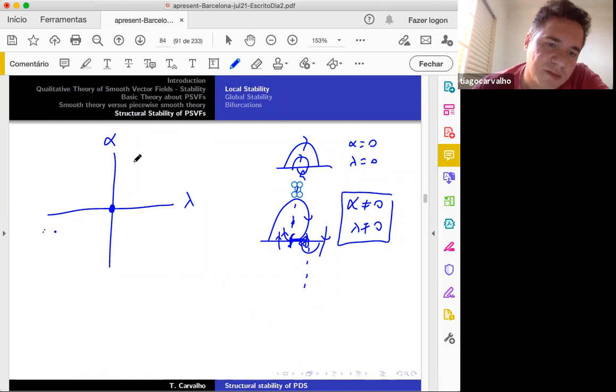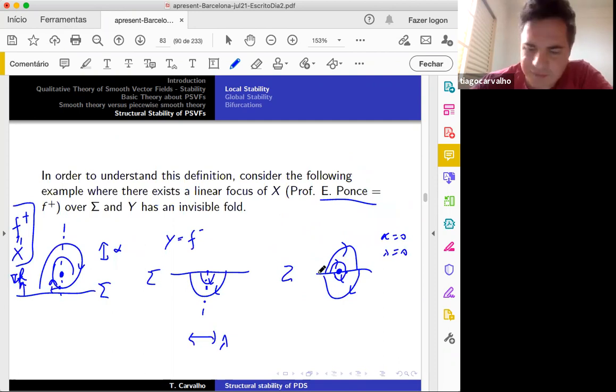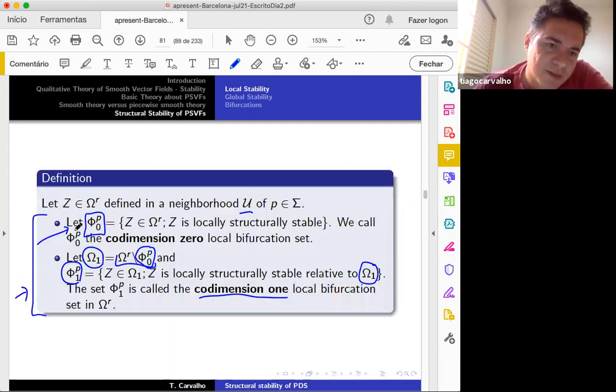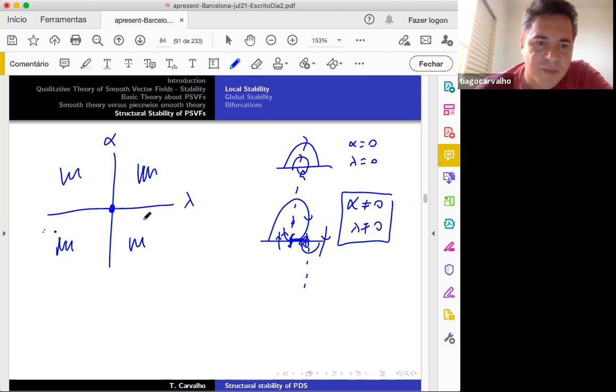So in each one of these open sets, this one, this one, this and this, we have strictly stable vector fields. So this set, phi zero p, is composed of the vector fields that are placed here, here, here, and here.